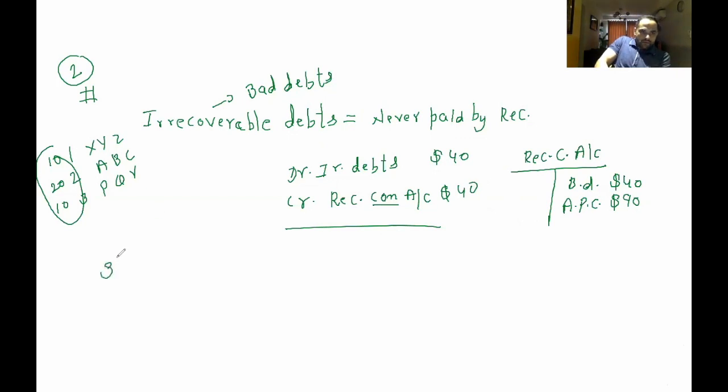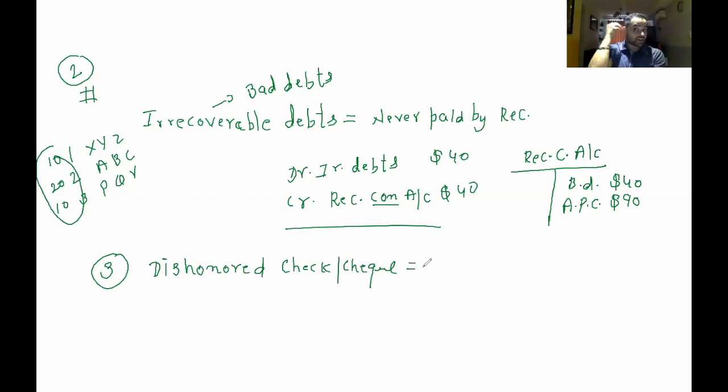Now move on to number 3, which is dishonored check. Dishonored check means a customer's check is dishonored. So the customer gave us a check and the check has been dishonored. So the customer's check bounced, right? If the customer's check bounced, what will be the journal entry?